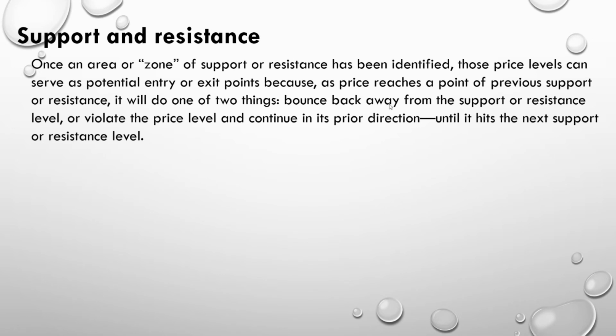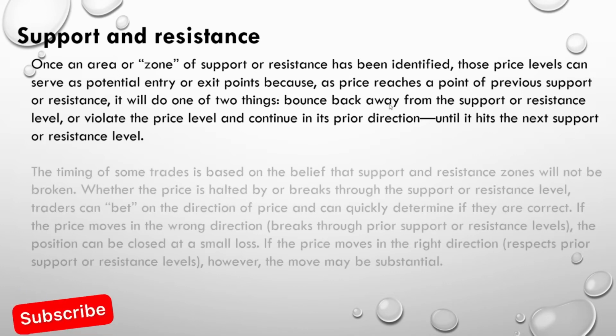Now, remember, once an area or zone of support or resistance has been identified, those price levels can serve as potential entry or exit points, because as a price reaches a point of previous support or resistance, it will do one of two things, as I mentioned: bounce back away from the support or resistance level, or violate the price level and continue in its direction until it hits the next support or resistance level.